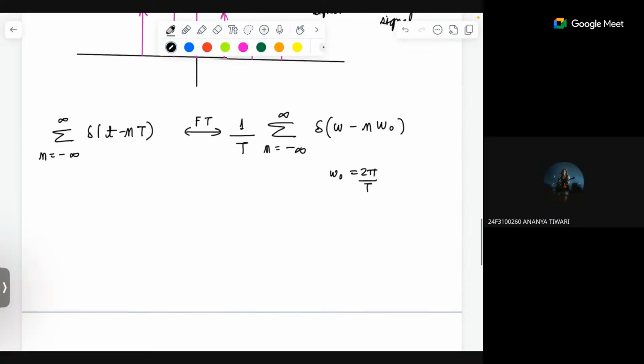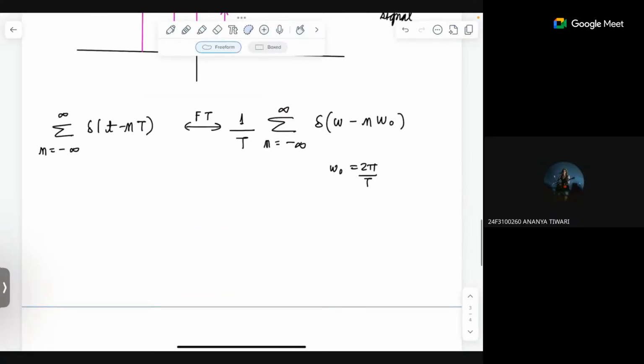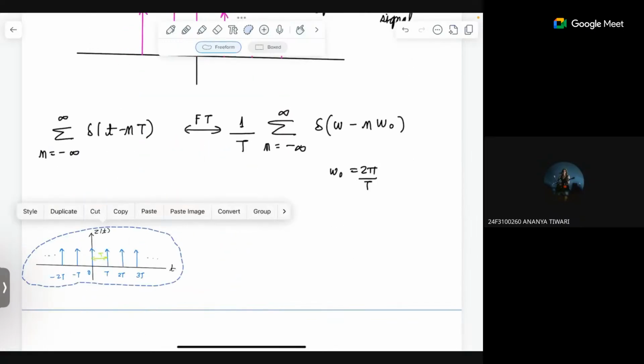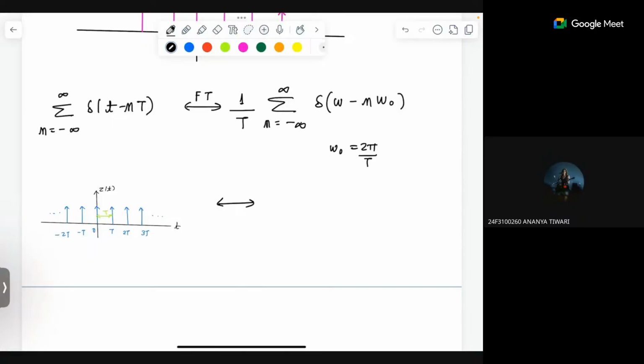So how will z of omega look like? I will draw it here. If this is zt, then the Fourier transform z of omega will look like this. Omega over here, z of j omega. Class, you're following now? Yes, ma'am. All right.